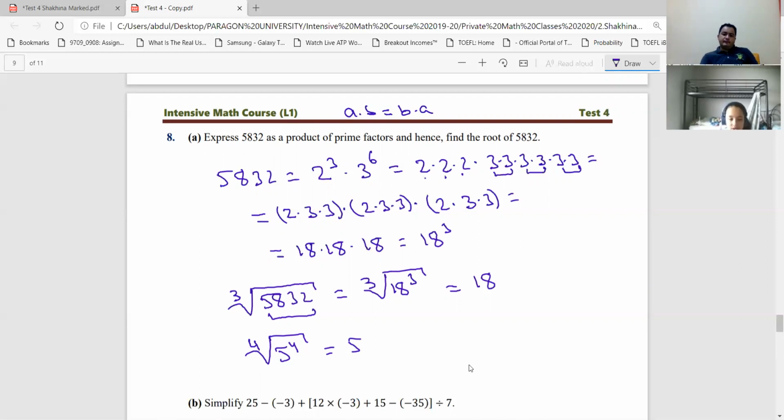Oh, okay. And now I understand. Okay. Here, simply, Shahina, just 5832. By prime factorization, we can write it as 18 cubed. So that means that 18 times 18 times 18 equals this. And cube root of 5832 means what number's cube is equal to 5832? Now from here we can answer, right? 18 cubed equals this. That's why this number equals 18.